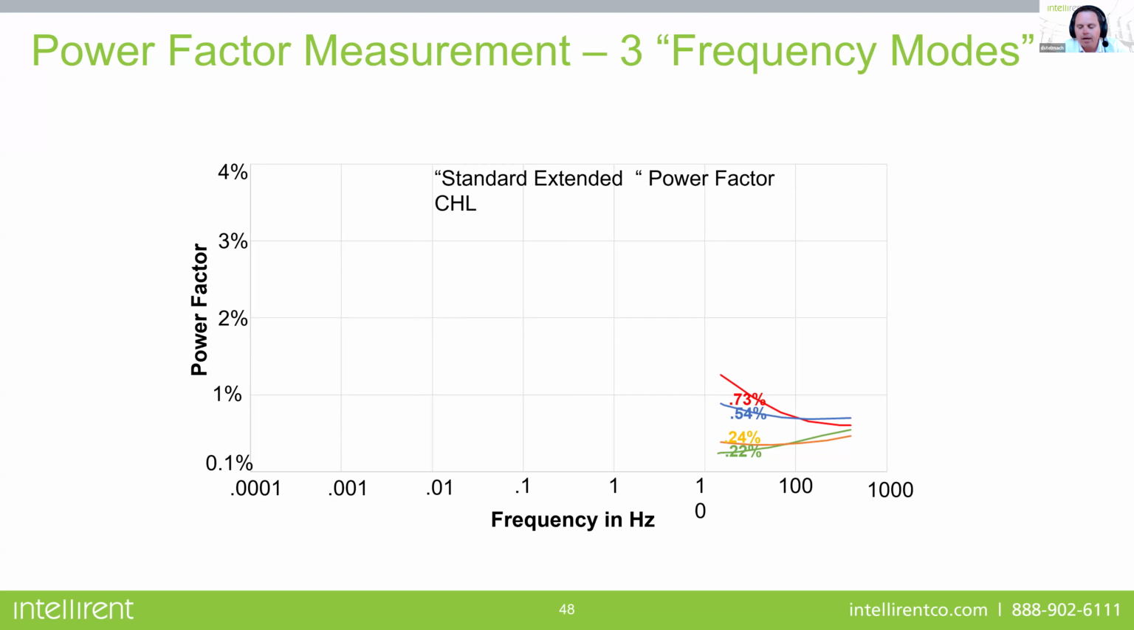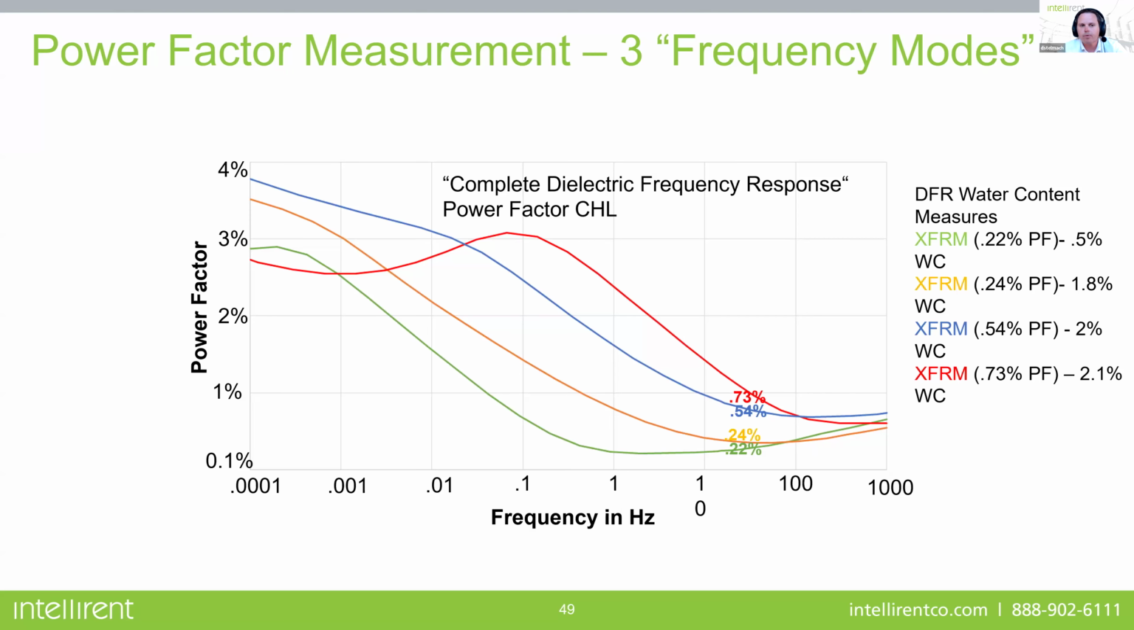Say I want to get a benchmark for my transformer when I first arrive, or I need to do a dry out, so before and after it dries out, or I'm doing a condition assessment and I need a health index. I want to know how wet the paper is. This is where DFR comes in, and this is an example of a complete DFR result. What's great is the software will calculate your water content based on that curve. So the green one was 0.5, the yellow was 1.8, the blue was 2, and the green was 2.1.